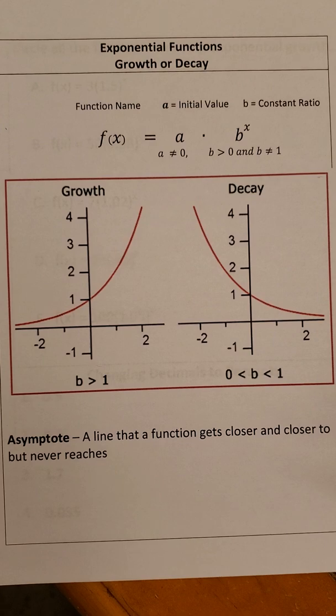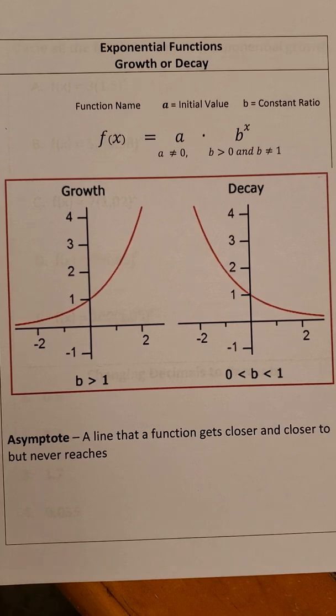Decay, we use that for population decrease. It could happen too. We could also use that for decaying, like when an element has a half-life, then we see that decrease, like the decay function. So there's different things we use it for. In science and in business, you'll see exponential functions.